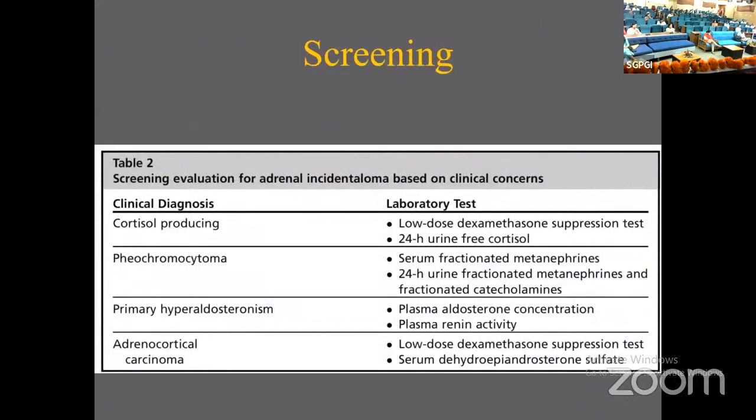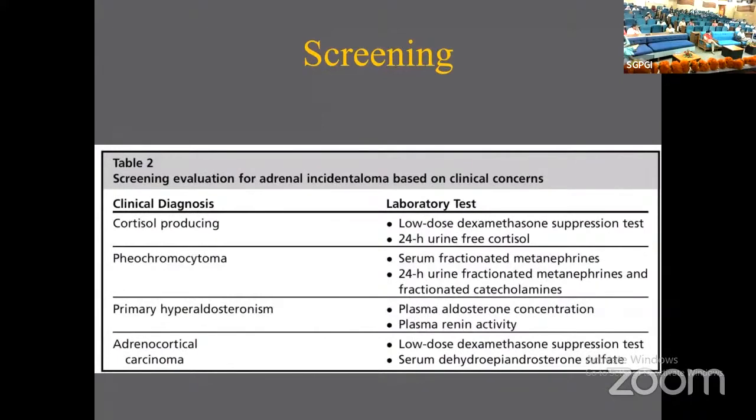Now, to summarize, for screening, we have to exclude a cortisol-producing adenoma by a low-dose dexamethasone suppression test, and a pheochromocytoma by a plasma metanephrine or a 24-hour urinary metanephrine and normetanephrine. For PA, we have to do either a plasma aldosterone-renin activity or ratio, which is a good screening test. And if ACC is suspected, you can do a DHEAS or a low-dose dexamethasone suppression, and I will detail it in my subsequent slides.